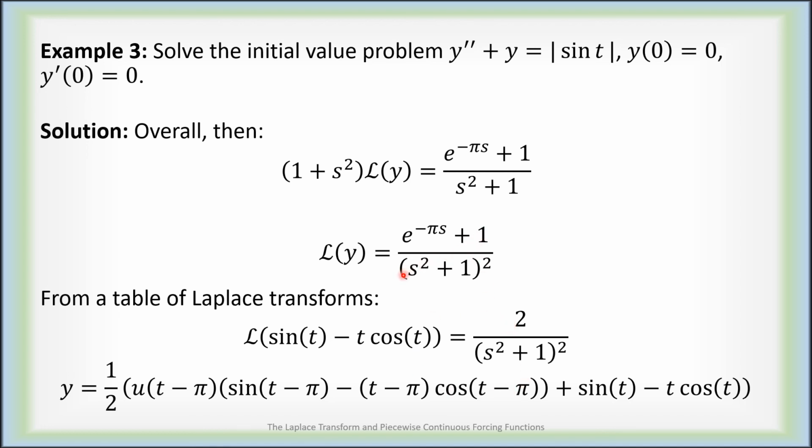Then I have a 1 over s squared plus 1 squared, from which I get the sine t minus t cos t. So I have to split this up into two terms, an exponential over this denominator and a constant over this denominator. The exponential over something that I know how to deal with gives me this step function shift from the second shifting theorem, and the 1 over s squared plus 1 squared simply gives me this sine t minus t cos t. And there's our solution y. And again, we're not going to represent this as a piecewise defined function. It's perfectly happy to live its life in this step function representation.